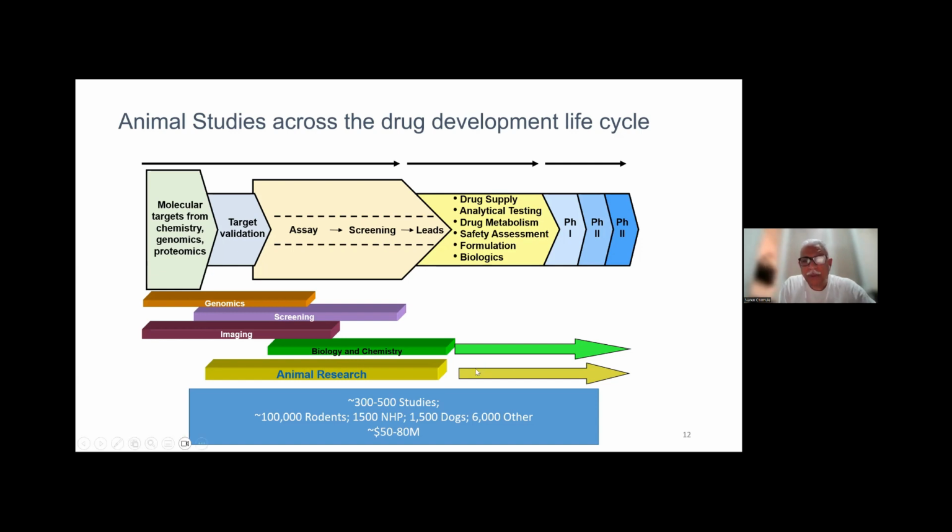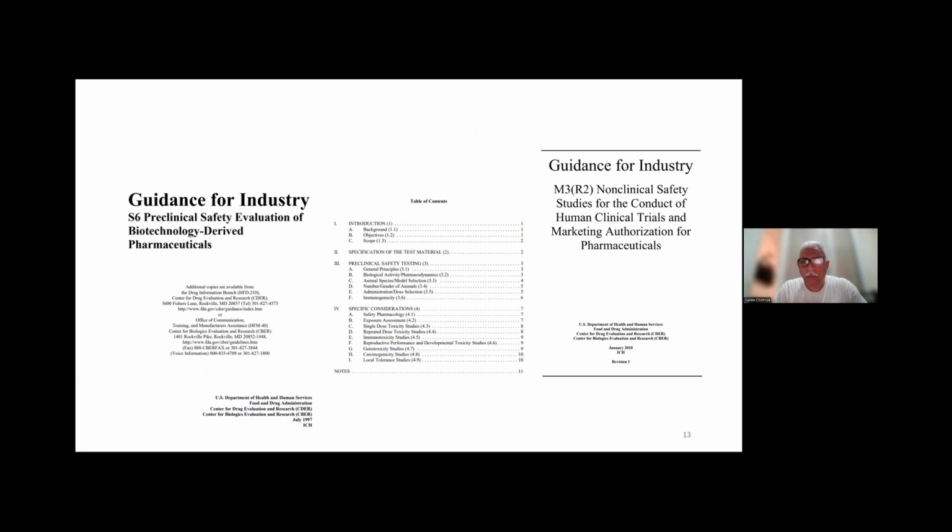Just a ballpark figure, usually about 300 to 500 preclinical studies can be going on at any given time in a large company. 100,000 rodents, 1,500 non-human primates, 1,500 dogs, 6,000 other animals, and usually the budget for a toxicology department in a large pharma may be about 50 to 80, maybe $100 million, for all the studies that are going on. That sort of gives you an idea of the magnitude of the toxicology work that's going on.